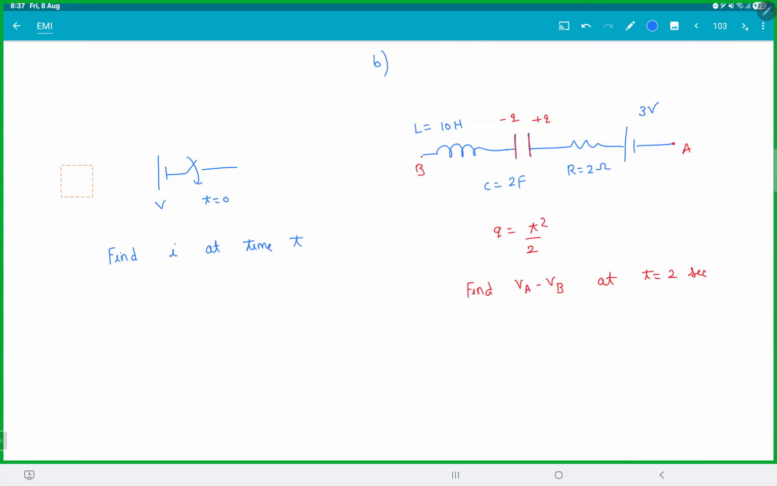What about this one? 15. I don't know the answer. Let's see, anyone else got it? Purvaja got 15. Anyone else got 15? What is the potential difference between A and B in 2 seconds?